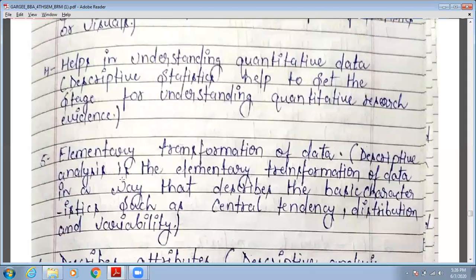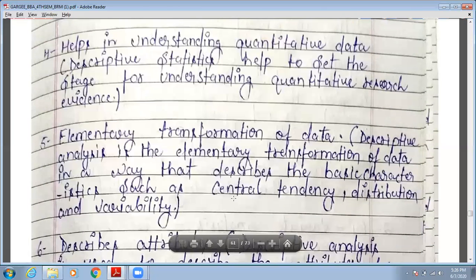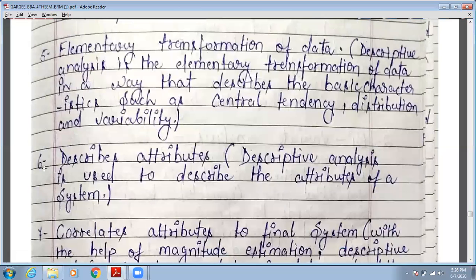The next is elementary transformation of data. Descriptive analysis is the elementary transformation of data in a way that describes the basic characteristics such as central tendency, distribution and the variability. So these are the elementary transformation of data. These are the elements through which you transform the data, that is central tendency, distribution, and variability. The next is describes attributes. Descriptive analysis is used to describe the attributes of a system.